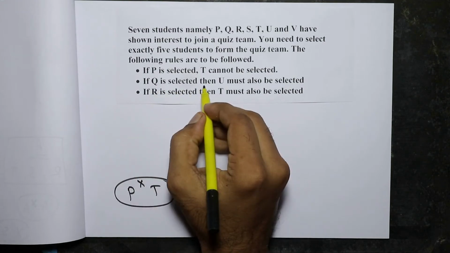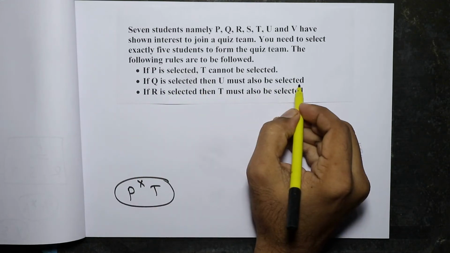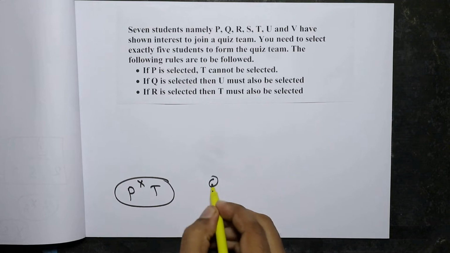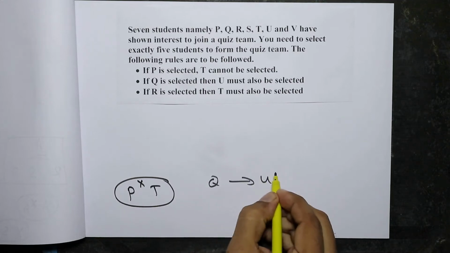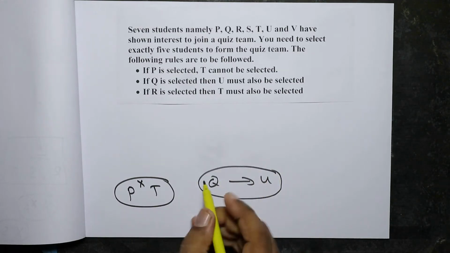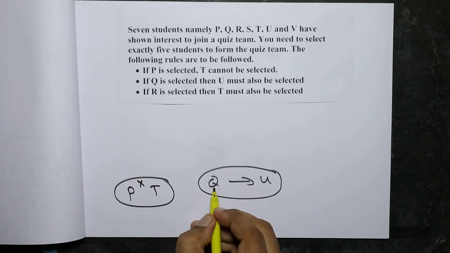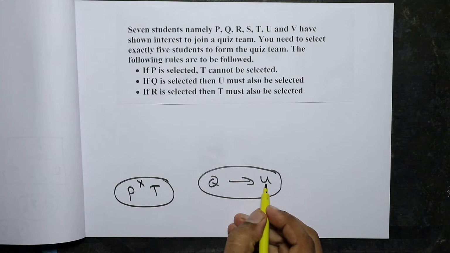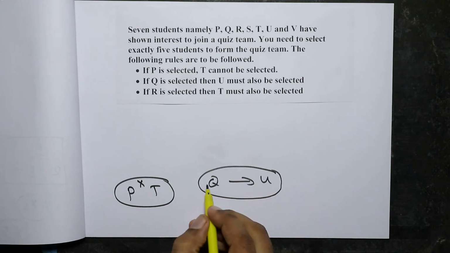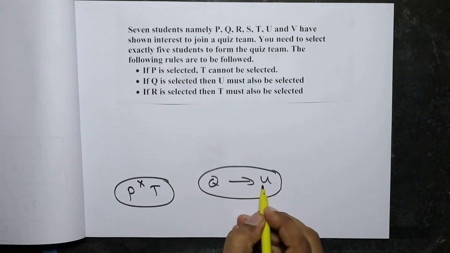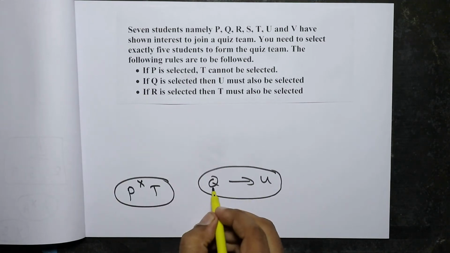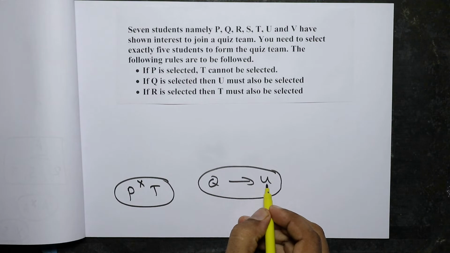If Q is selected, then U must also be selected. So Q implies U. Now it is not necessary that Q should be selected, but if Q is selected, then U should also be selected. Now if Q is not selected, U may or may not be selected. The only condition is if Q is there, then U should also be there.